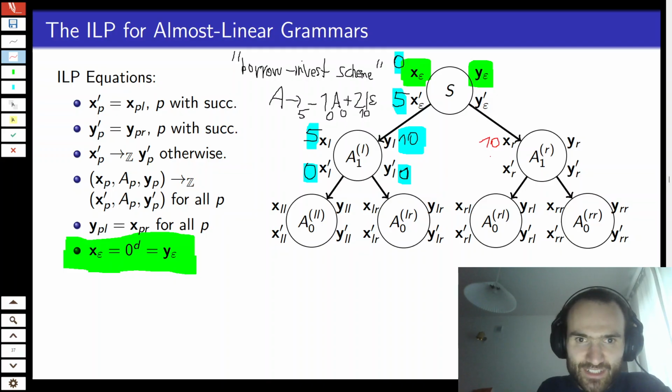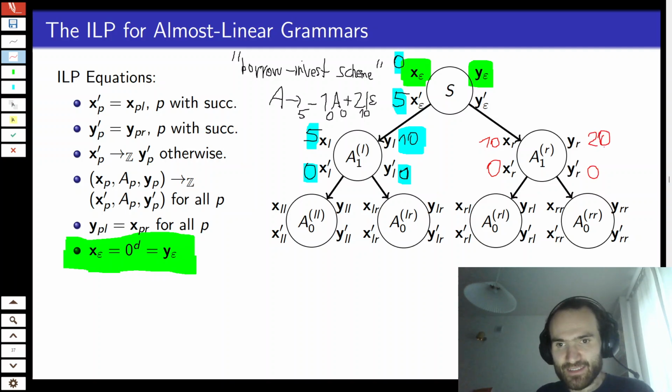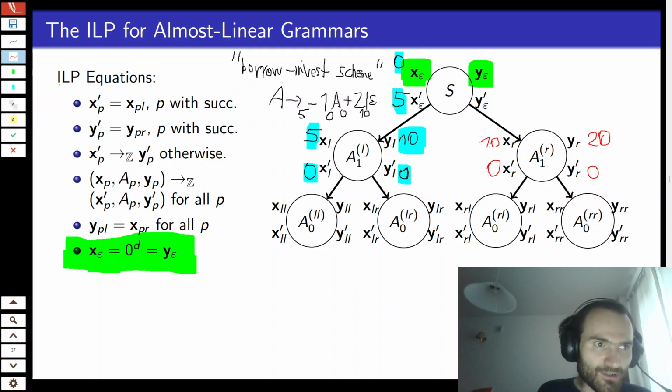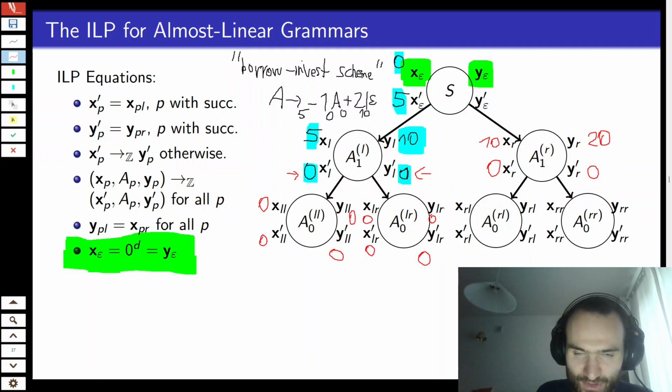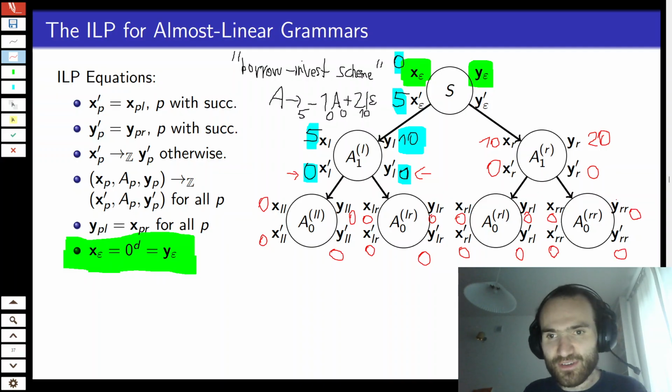Then again, you do the same borrow-invest scheme. You go here to 0. You have 0 here. But in exchange, you get your money back here and you have 20. And now when you put these two to 0, what you also did is you caused all these variables to be 0. Because now you cannot actually do anything down here, essentially. Or, in that example, these variables did not exist because the grammar ended, but you can imagine it. So this is perfectly valid to just not do anything below.